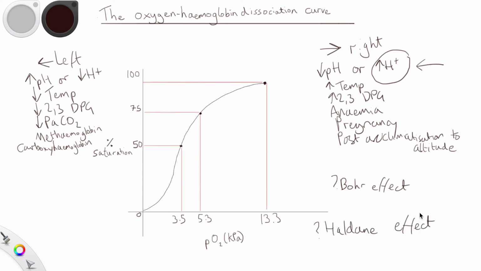What is the Haldane effect? This describes the increased ability of deoxygenated hemoglobin to carry carbon dioxide. Conversely, oxygenated blood has a reduced capacity to carry carbon dioxide. The Haldane effect occurs because deoxygenated hemoglobin is a better proton acceptor than oxyhemoglobin.